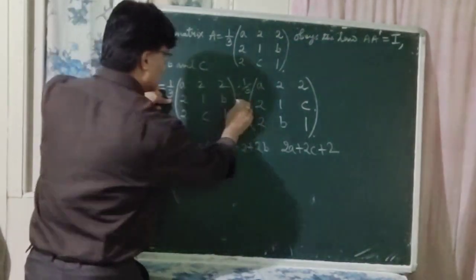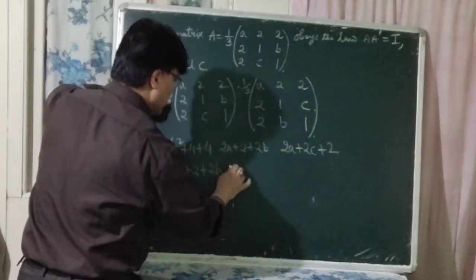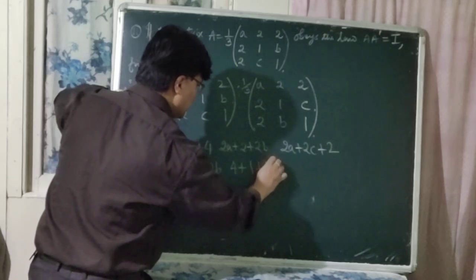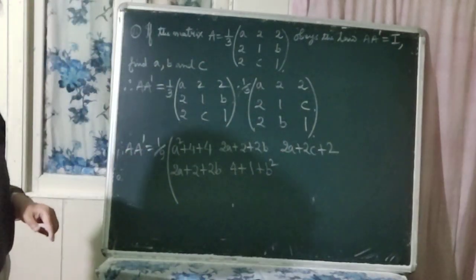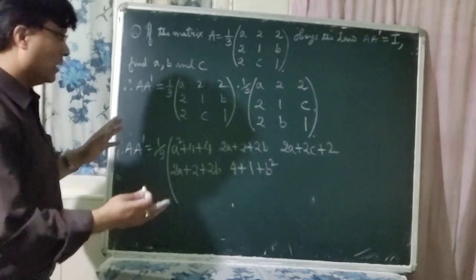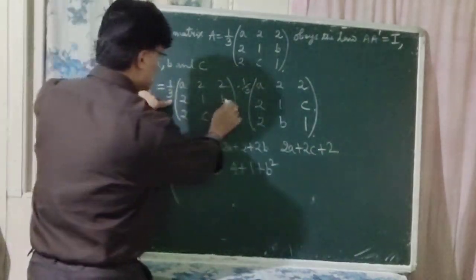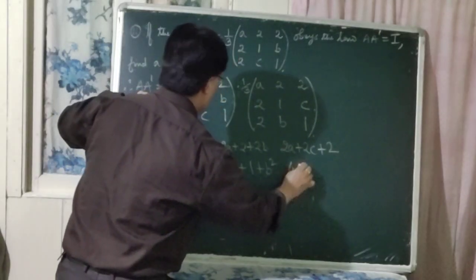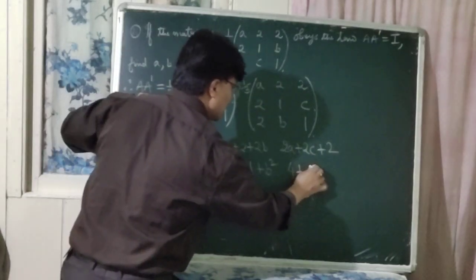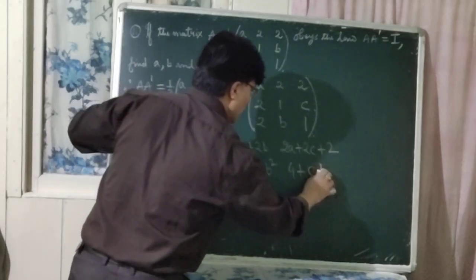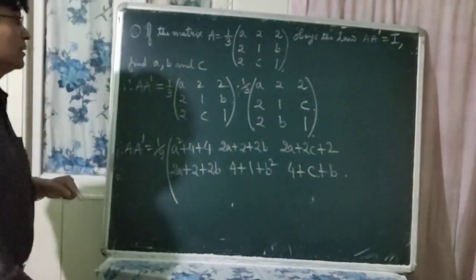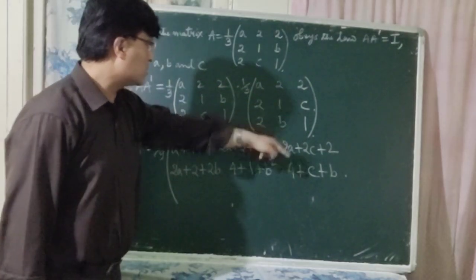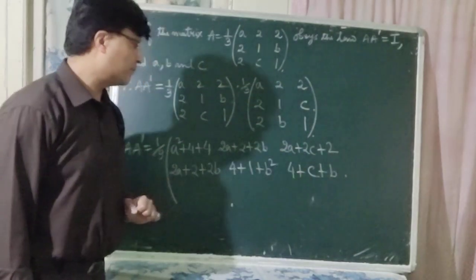Now second row by second column: 2 twos are 4 plus 1 ones are 1 plus B square. Is that clear now? Next one, this second row multiplied by the third column: 2 twos are 4 plus 1 into C, C, plus B ones are B. Is that clear now? 2 twos are 4 plus C plus B.